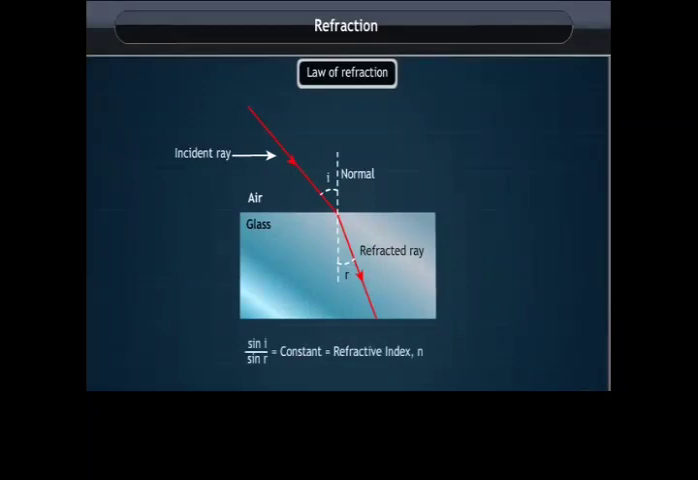The ratio of sine of angle of incidence to the sine of angle of refraction is a constant for the light of a given color and for the given pair of media. This law is also known as Snell's law of refraction. Sin i by sin r is equal to constant.